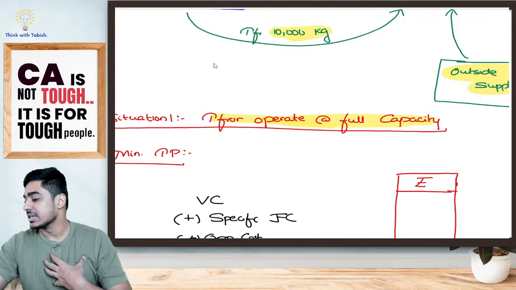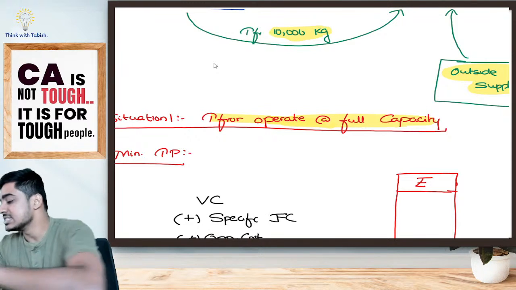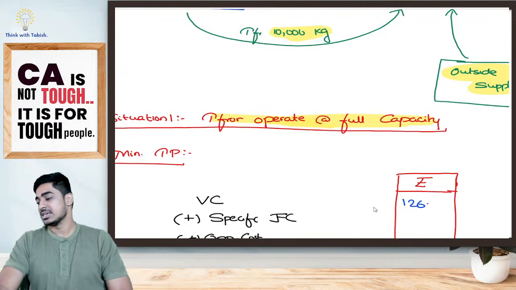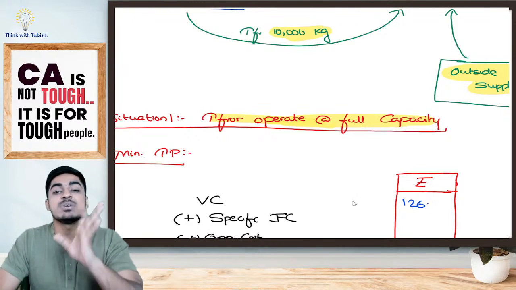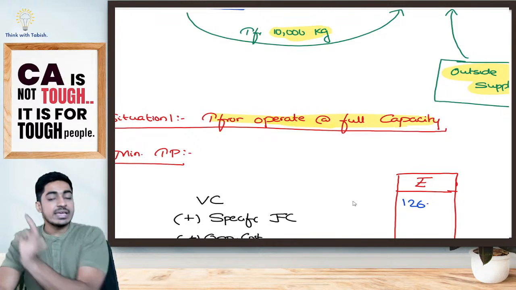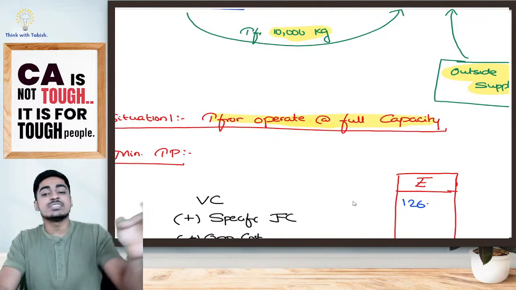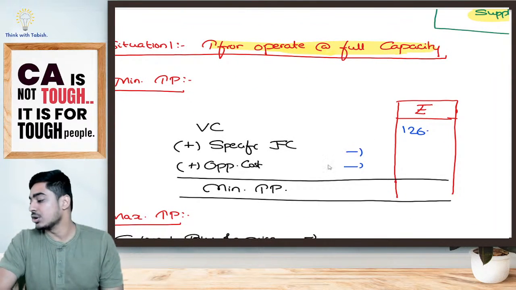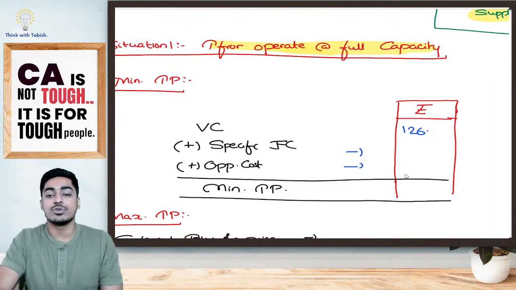Pulp division details are given. What is the variable cost the pulp division is getting? 126. Again, I am operating at 100% capacity. So if I make any internal transfer, I need to sacrifice my external sales. How much contribution am I losing? The contribution given there is 84 rupees.